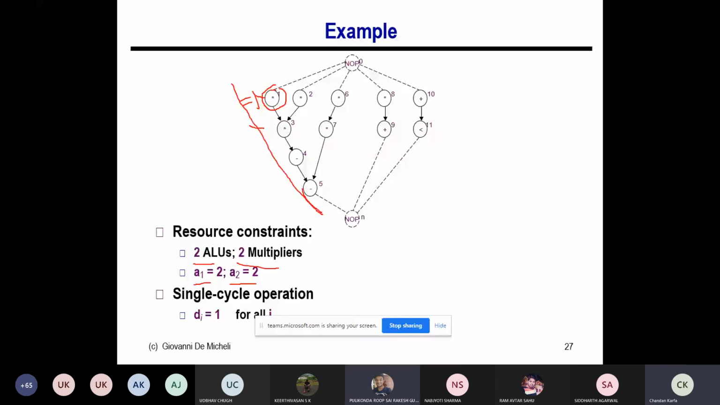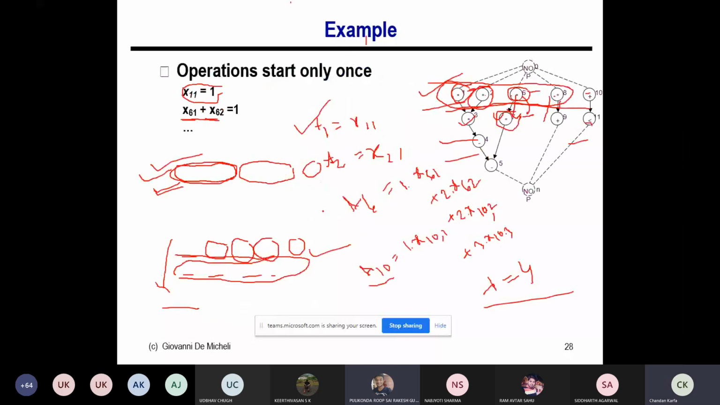Yes, but that only works for ALAP, right? In ALAP, we give lambda, so based on that we get the late values. But in ASAP, we can't give the lambda. So how can we get the ASAP timings for lambda equal to 5? That is my question.